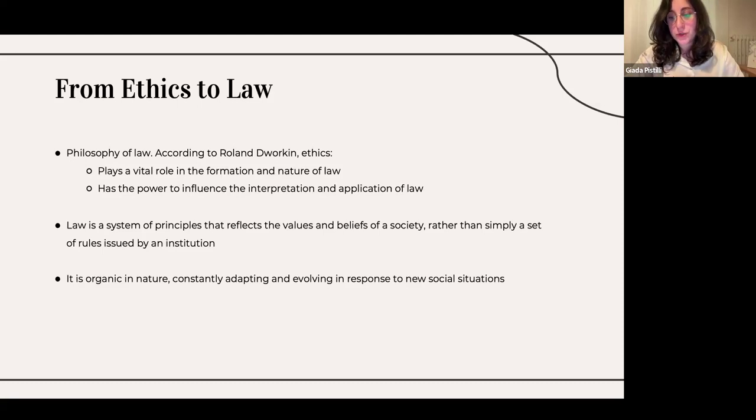Also according to Dworkin, it is organic by nature and constantly adapting and evolving in response to new social situations. That's also something really discussed in value theory in general: just because nowadays we agree upon some values or we describe them as they are today, it doesn't mean that they're going to be the same in 5, 10, 15 years. Of course, the beauty of them, I would say, is that they evolve with society itself. And so according to Dworkin, they also apply to law in that sense.